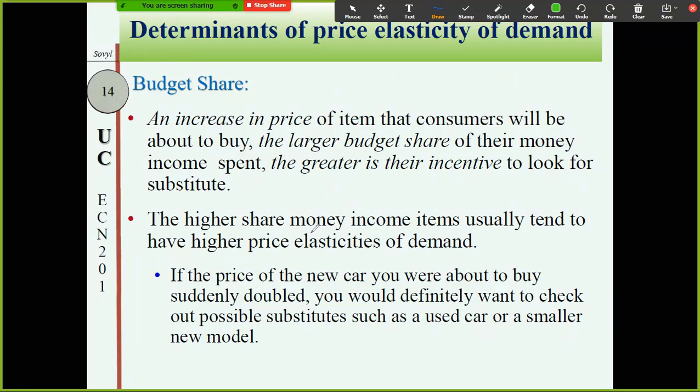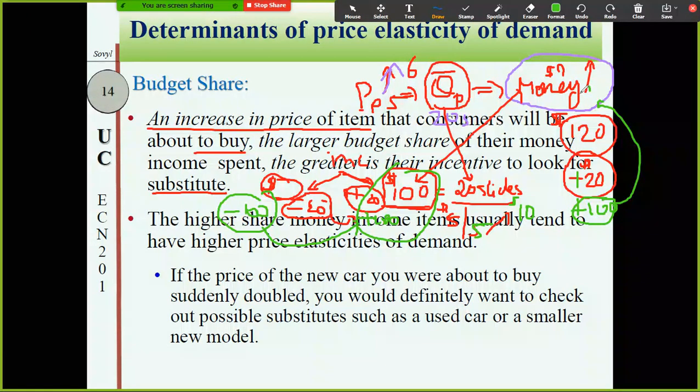If the share of income is higher, like not from 100 to 120, but from 100 to 200, this is a higher share. That's why people will drop their pizza consumption by too much, compared with the price change of only $5 to $6. If the price of pizza changes from $5 to $6, people will drop their pizza consumption and look for the other, maybe burger or other food. But when the price increases too much, they also drop their consumption too much.